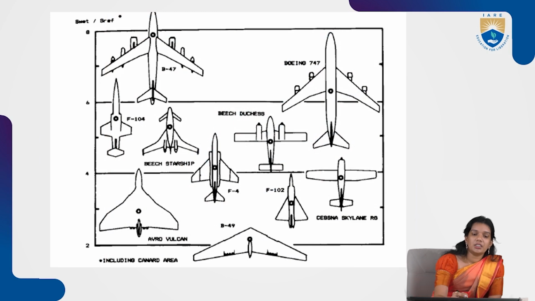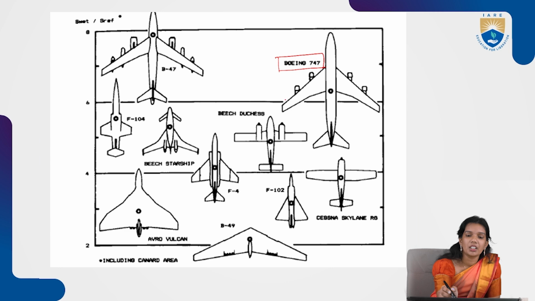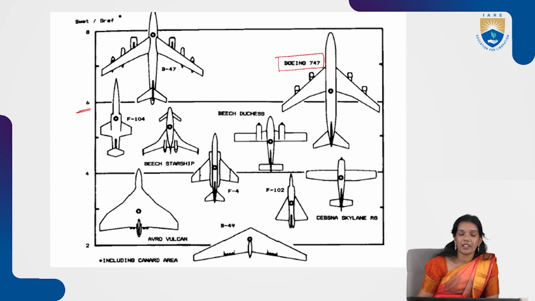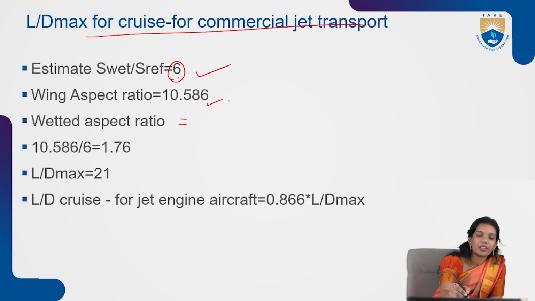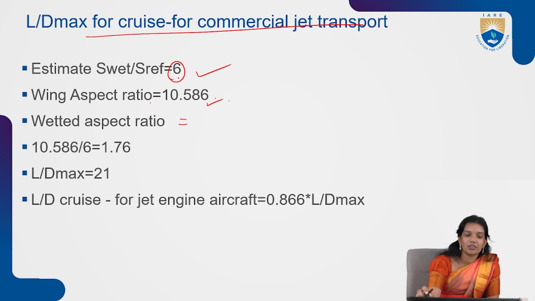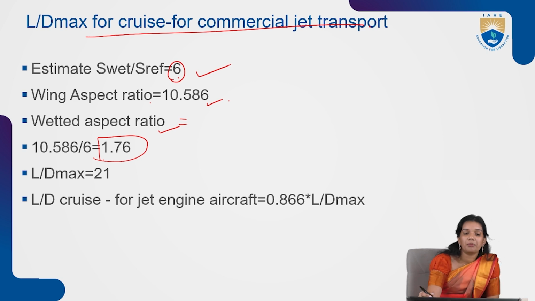So this is my S weight by S ref. We have different configurations here. Now, what is our aircraft? Our aircraft is Boeing 747, the question given to us is Boeing 747. For Boeing 747, my S weight by S ref is 6. So I write my S weight by S ref to be 6. The wing aspect ratio is given in the question as 10.586, so I can calculate the weighted aspect ratio. I get my weighted aspect ratio as 10.586 by 6, which is 1.76.